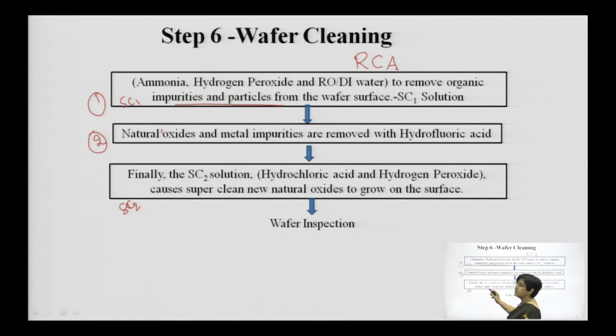Now, this process ends in the third stage with cleaning with a solution of hydrochloric acid and hydrogen peroxide. This will grow a natural oxide on the surface, it will create a natural coating of oxide onto the surface, and whatever other impurities are there will be automatically eliminated, and your wafer is ready for inspection.